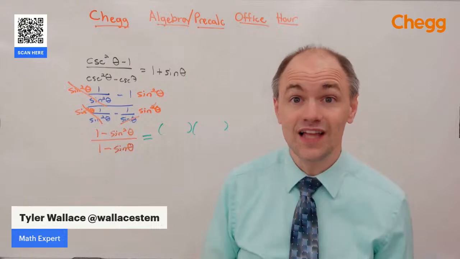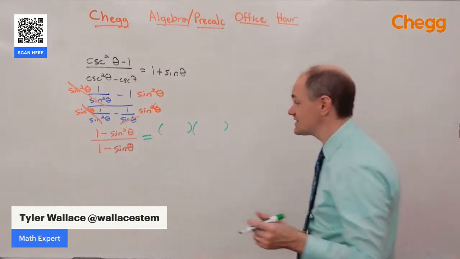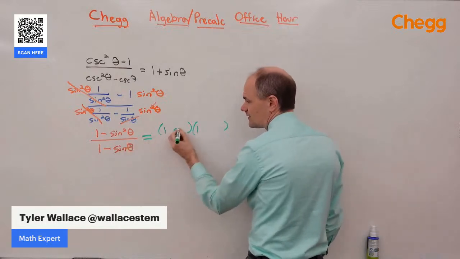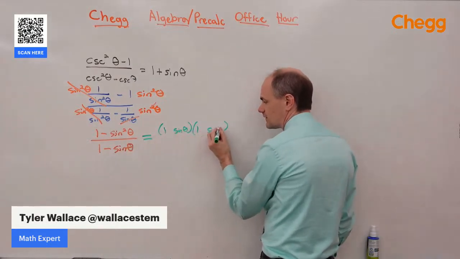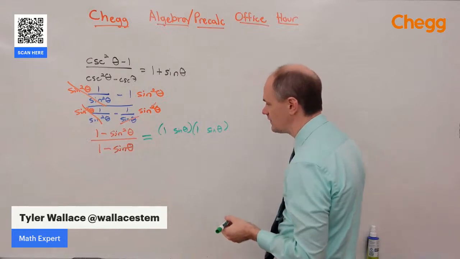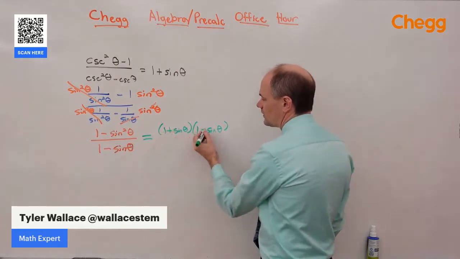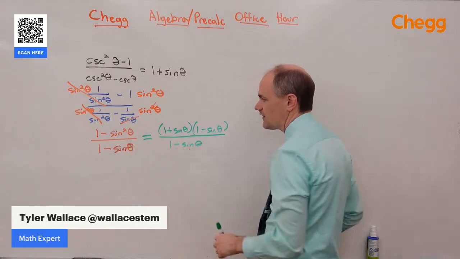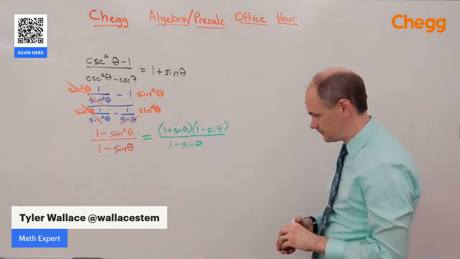That's the other thing we do a lot with the Pythagorean identity. It's a difference of squares. 1 is 1 times 1. Sine squared is sine times sine. If one's positive and one's negative, we have now factored that numerator.